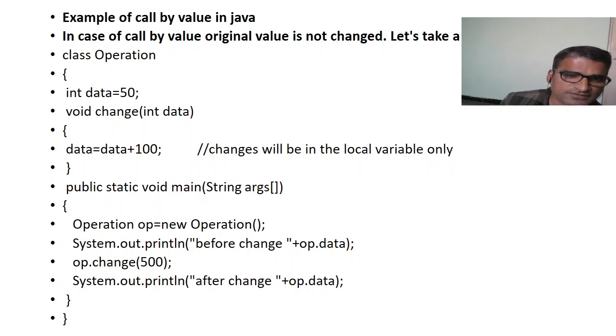Immediately after initializing the 50 data value to the data object of int data type, I am going to write a method called change with int data. So here, if you closely look at the int data, we are passing the data value of 50 to the method. So that's why this technique is known as call by value. Let's see how that 50 data value will remain intact throughout the execution of the program.